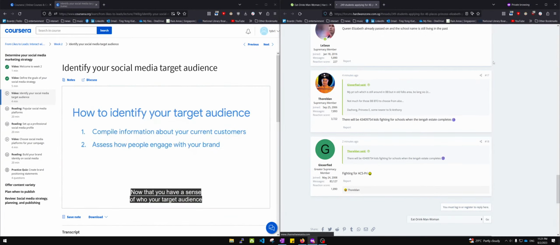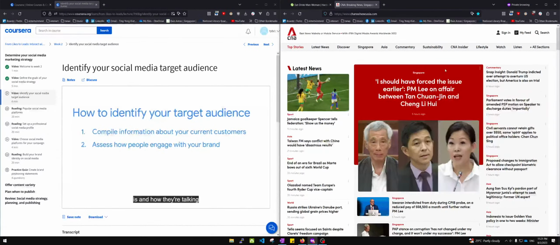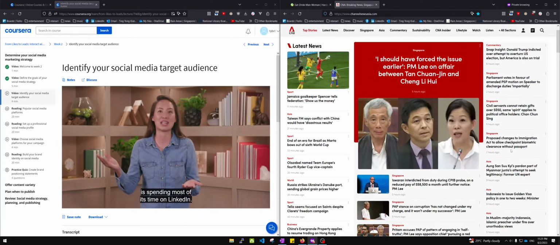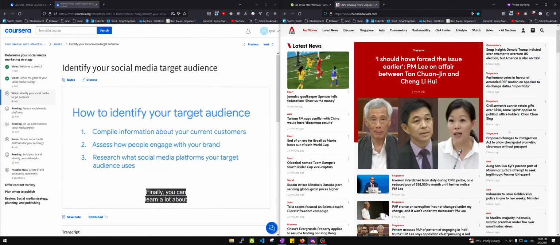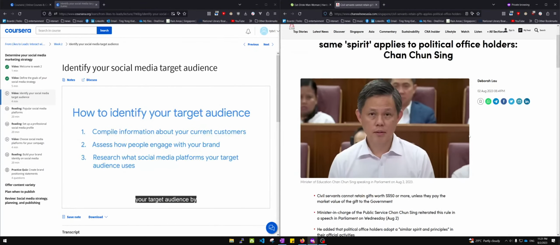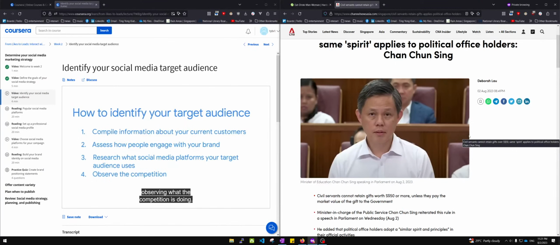Now that you have a sense of who your target audience is and how they're talking about your brand on social media, research what social media platforms they use. To make the greatest impact, you should aim to reach your target audience where they're most active on social media. It wouldn't make sense to post regularly on Pinterest, for example, if your target audience is spending most of its time on LinkedIn. Finally, you can learn a lot about your target audience by observing what the competition is doing.